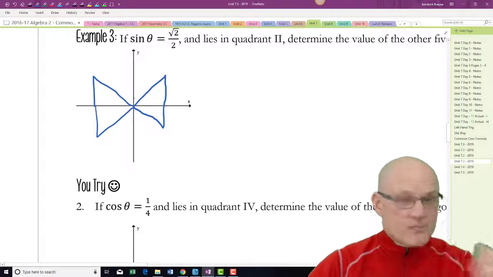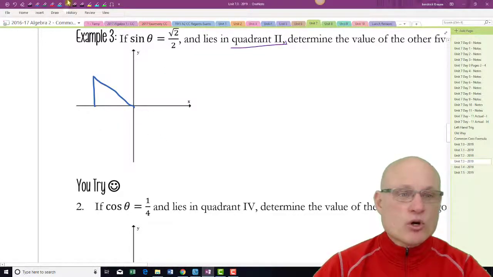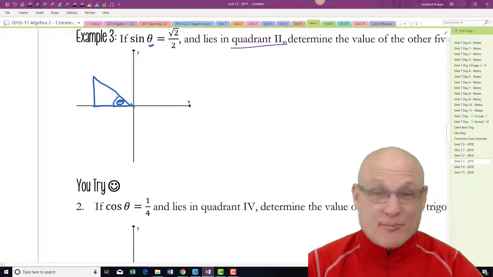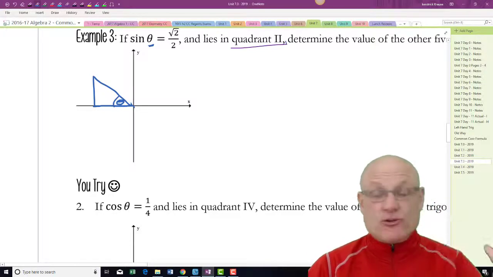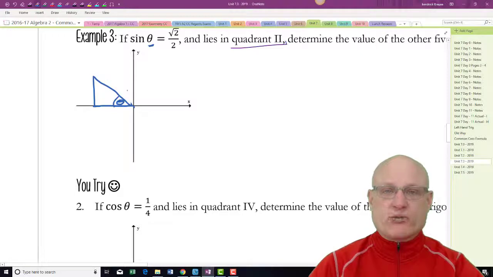So let's see. It tells us we're in quadrant 2. So quadrant 2 means we don't need these. We're only working with this triangle right here. Remember, the angle we choose, in this case theta, will always be the angle made with the x-axis. Don't make a mistake. That's why I always try to draw the bow tie, because that way you always remember, oh yeah, I got to pick the one that goes with the x-axis.